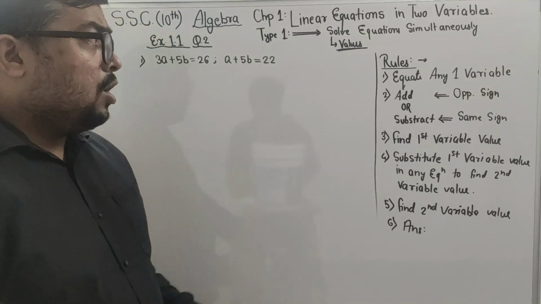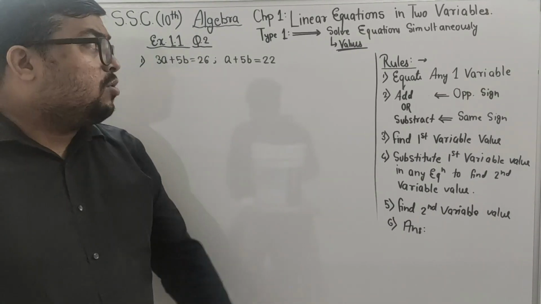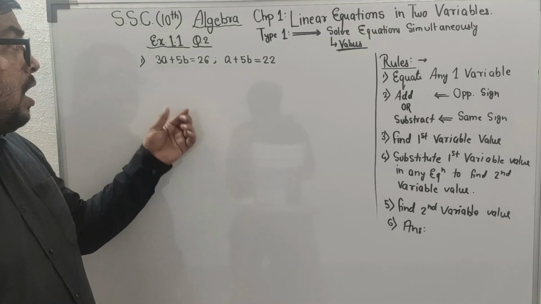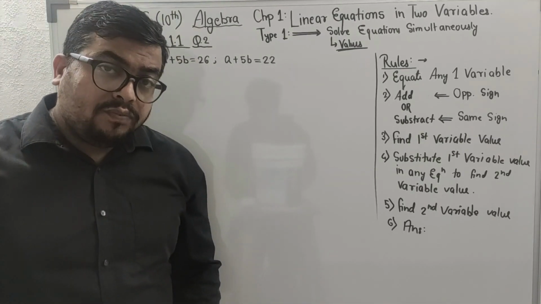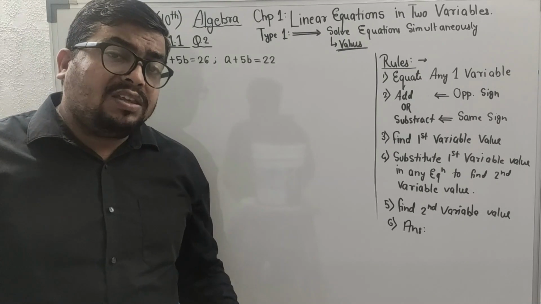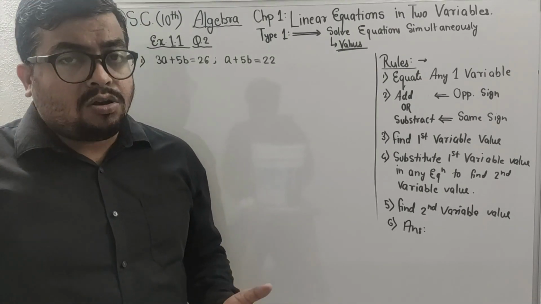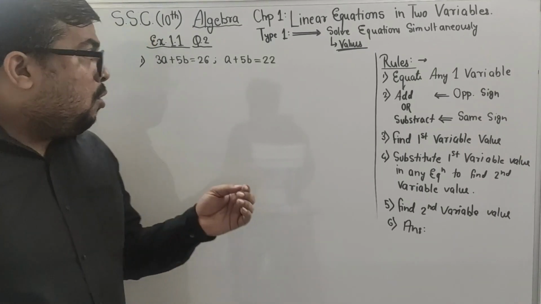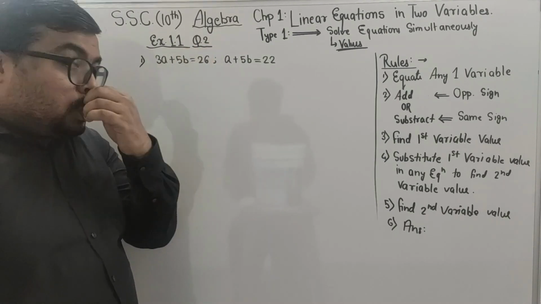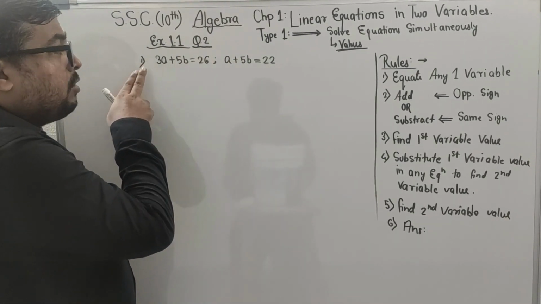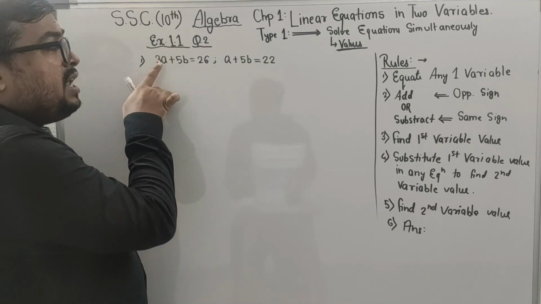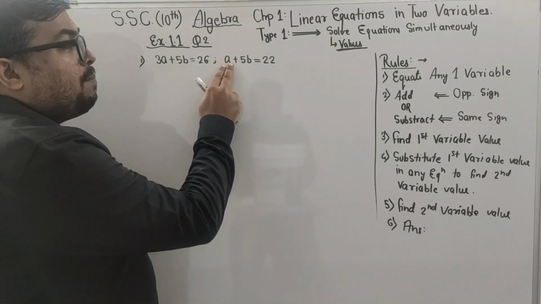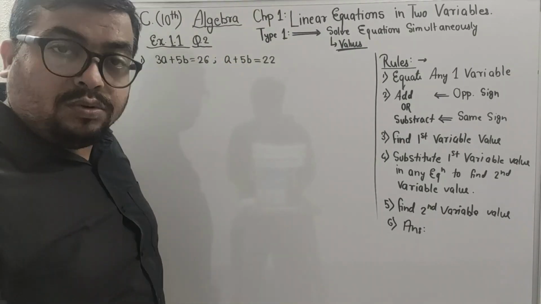So students, let us solve some questions based on type 1, that is solving equations simultaneously. Now, in your exercise 1.1, question number 1 is an activity, which you can solve on your own after watching my video. So we are going to discuss question number 2. The first question of question number 2 is 3a plus 5b is equals to 26, a plus 5b is equals to 22.